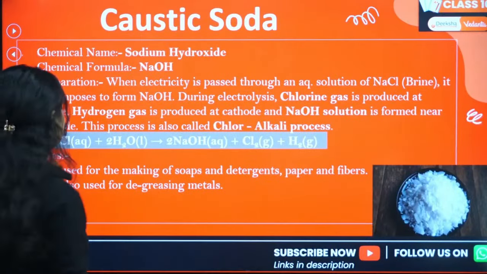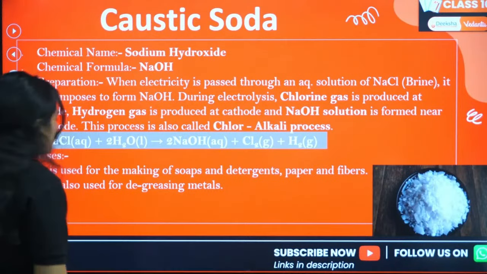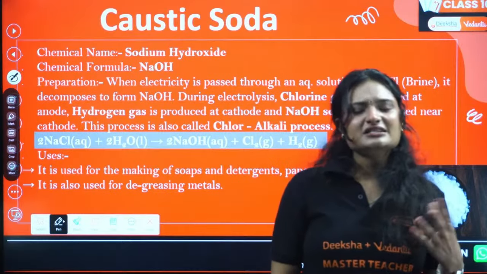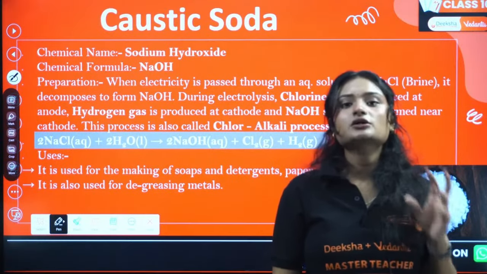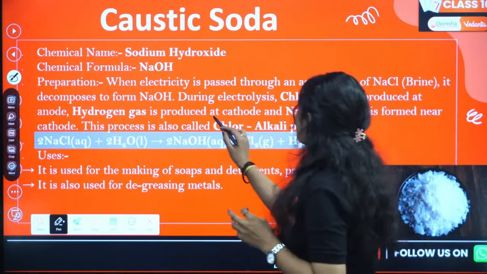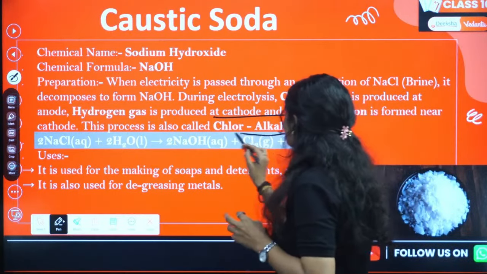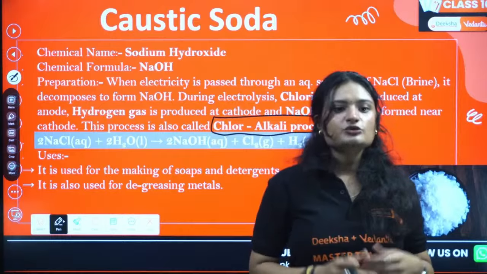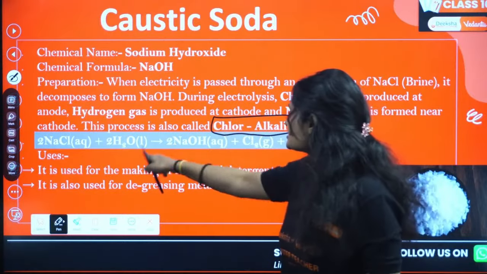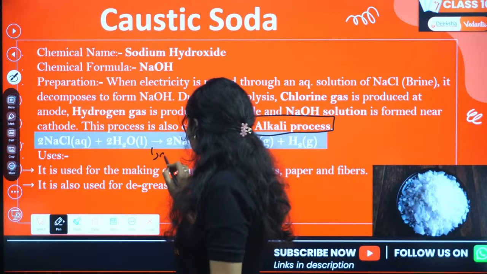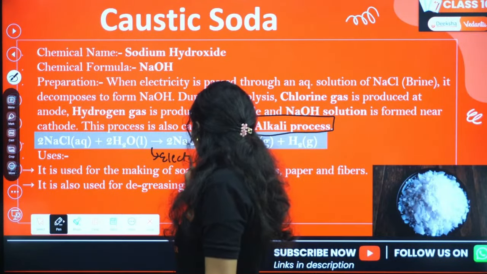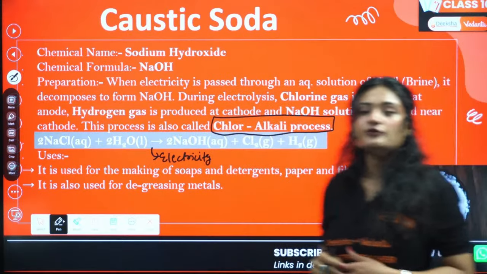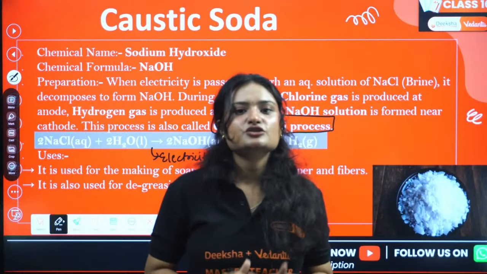Next is sodium hydroxide. Now this is not a salt. Next one is sodium hydroxide or caustic soda. Okay, so how do you synthesize sodium hydroxide? By a process called the chlor-alkali process. It is a very important process, my dear kids, so pay attention. The chlor-alkali process is what? When electricity is passed through a concentrated aqueous solution of sodium chloride.